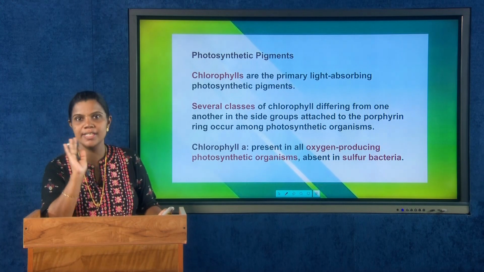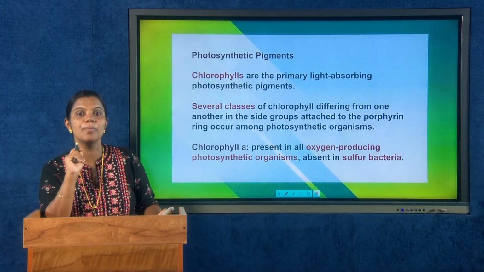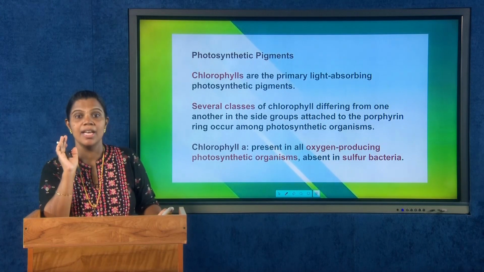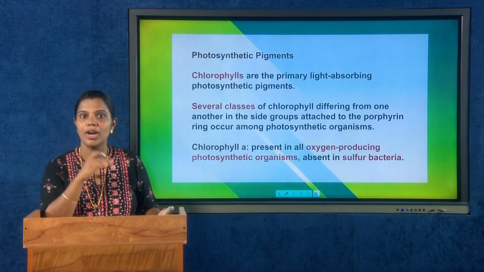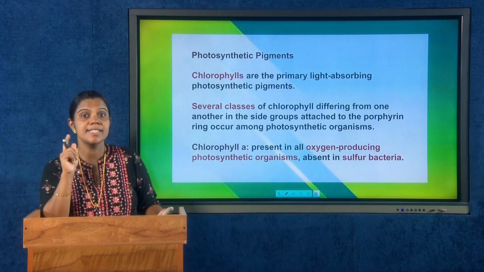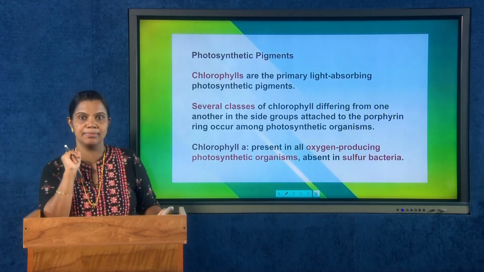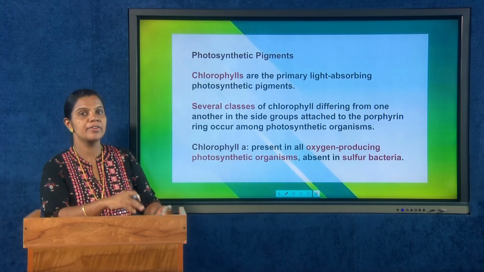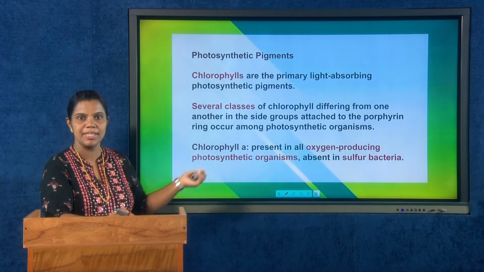Chlorophyll is the photosynthetic pigment. Chlorophylls are the primary light absorbing photosynthetic pigments. Several classes of chlorophylls are there which differ from one another in the side groups that are attached to the porphyrin ring system. This porphyrin ring is called chlorin ring system. We will learn the structure in the coming slides.